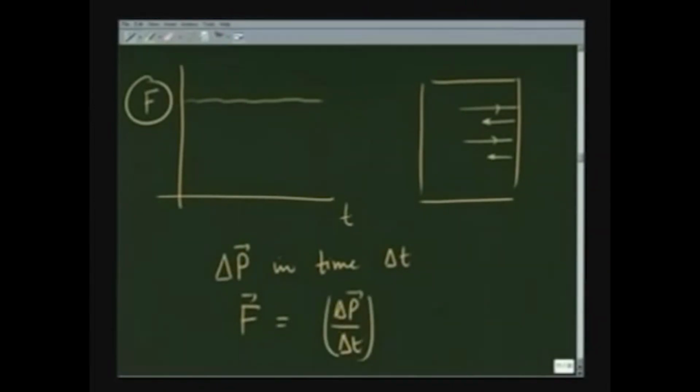In a box or on the wall where the balls are hitting and going back, we again go back to how much momentum these balls are transferring to the wall per unit time. So I'll calculate the momentum transfer delta p in time delta t, and this force that I have written here on the left hand side top is going to be delta p over delta t. Let us calculate that as an application of what we have learned so far.